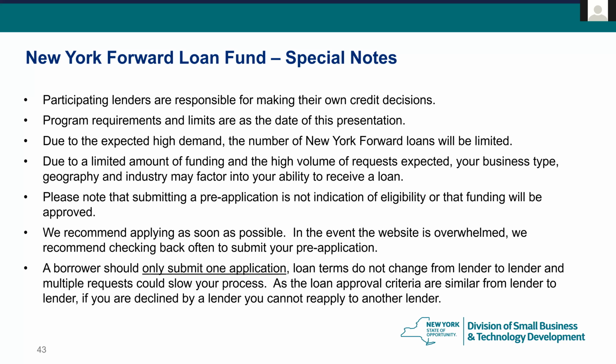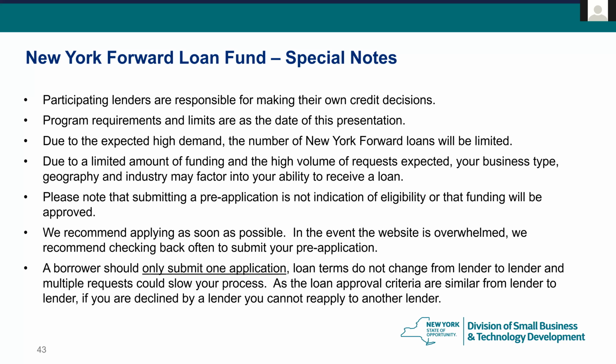A borrower should really only submit one application. The loan terms don't change from lender to lender, and multiple requests can slow your process down. So if you noticed how that previous example, 3 lenders matched, you really only need to select one. If you were to go back to the process 3 times and select 3 lenders, you won't get 3 loans. You still only get 1 loan.